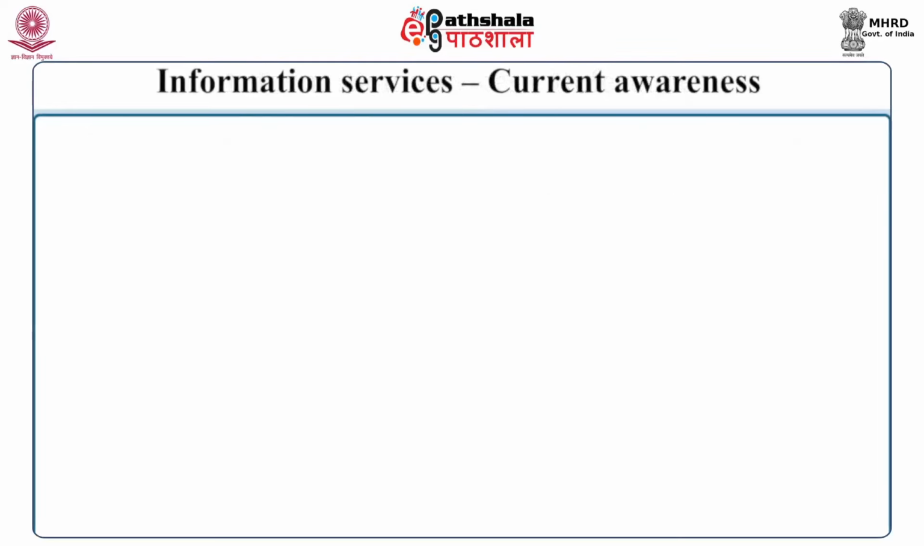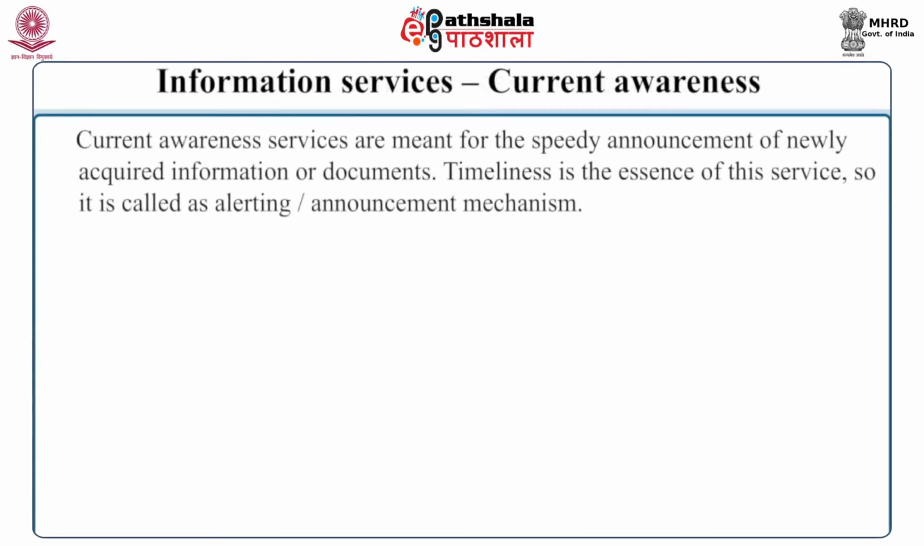The next development is current awareness service. Current awareness services are meant for the speedy announcement of newly acquired information documents. This is because for published information to reach a library, it takes a minimum of one to two years, because it has to be transmitted through sea mail. Now we are getting online, so it is not taking much time.